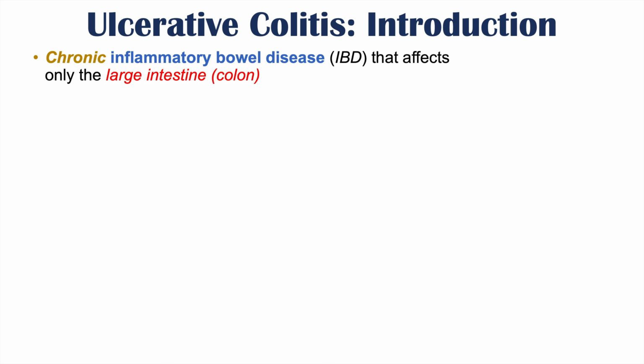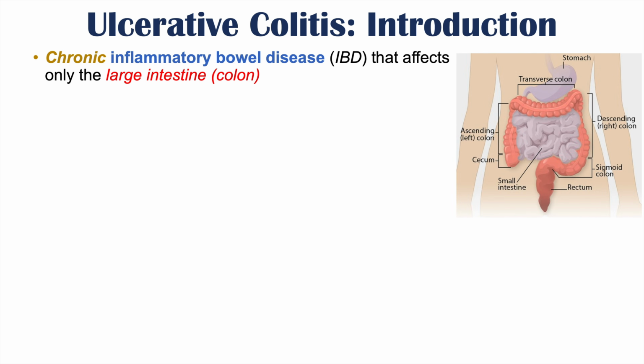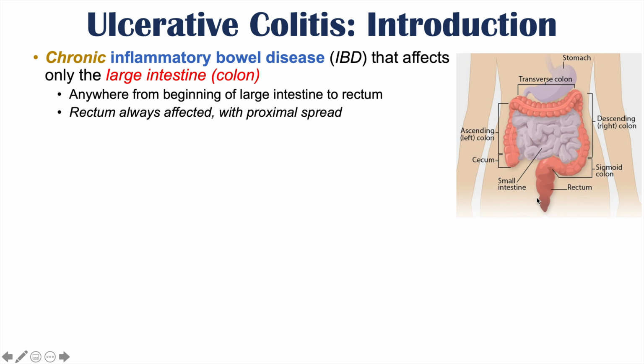Ulcerative colitis is a chronic inflammatory bowel disease that affects only the large intestine, or the colon. It can affect anywhere from the beginning of the large intestine, noted here as the cecum, all the way down to the rectum. But although it can affect anywhere along the way, the rectum is always affected, and the inflammation and disease spreads proximally, which means it spreads backwards up through the large intestine.